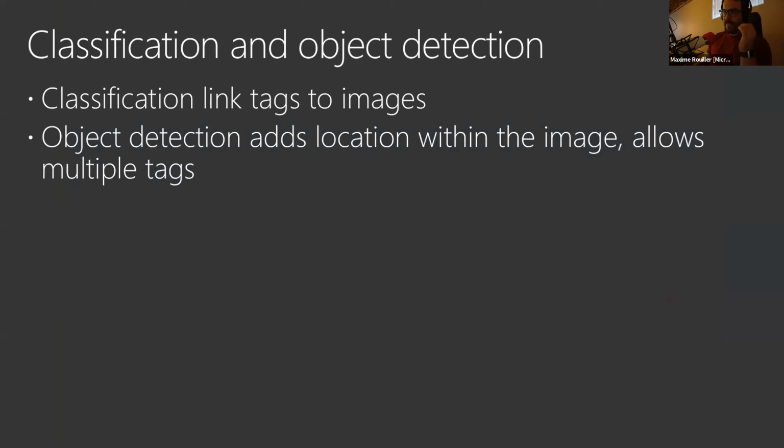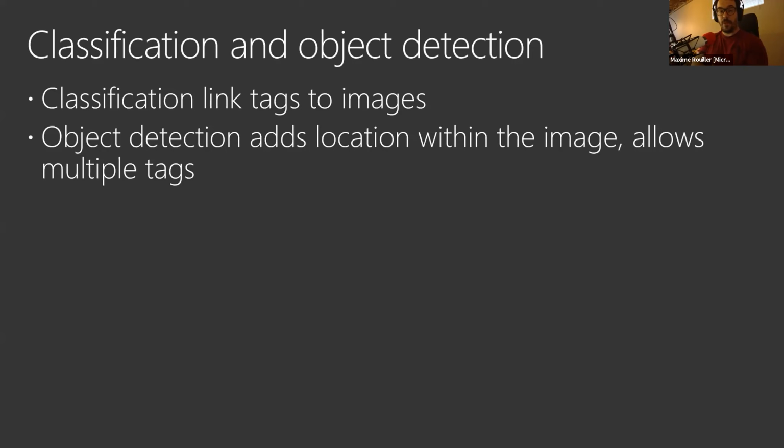There's two types of projects, classification and object detection, and there's a major difference between them. Classification basically says, here are tags that are related to that full picture. And object detection is about identifying a subset of that picture and basically saying, okay, this is that object. So a main picture will allow multiple tags at different areas in your picture.